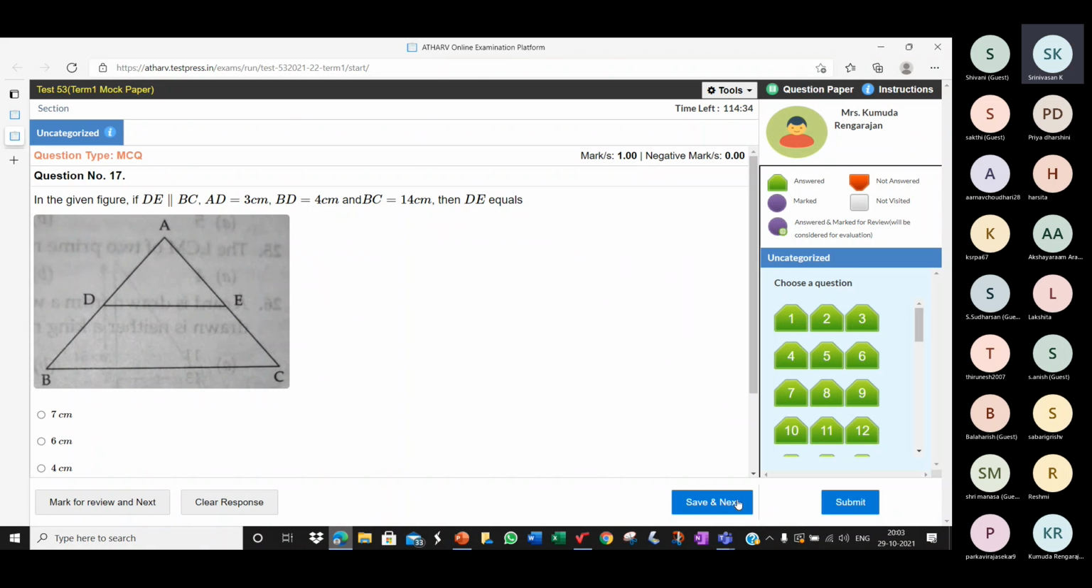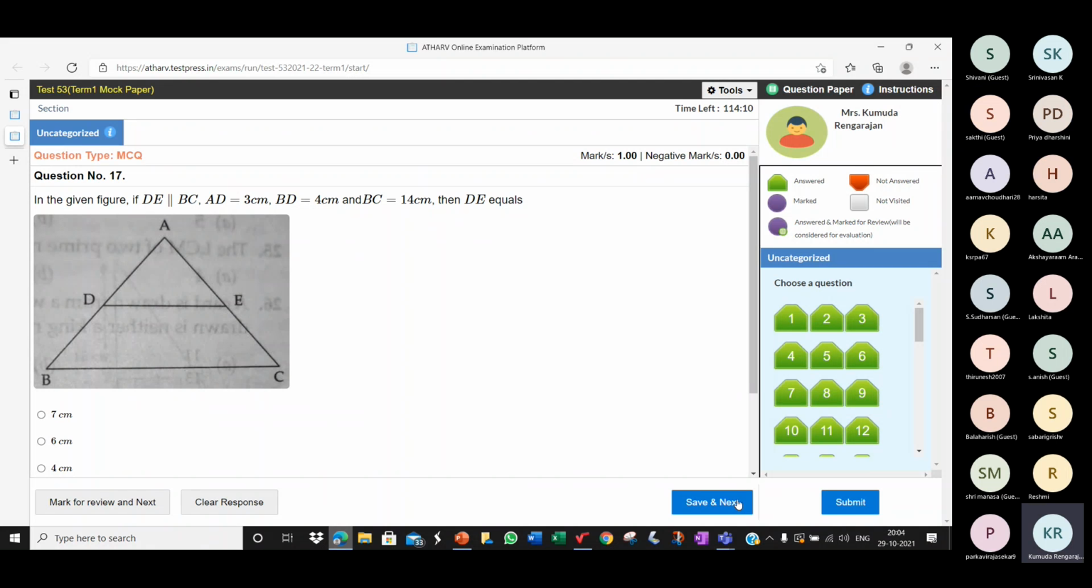Ma'am, 6 centimeter. Okay, is ADE similar to ABC? Yes, ma'am, ADE is similar to ABC. So what's the proportion? AD by AB is equal to DE by BC.